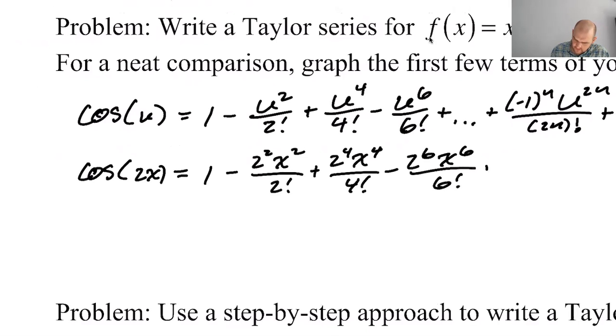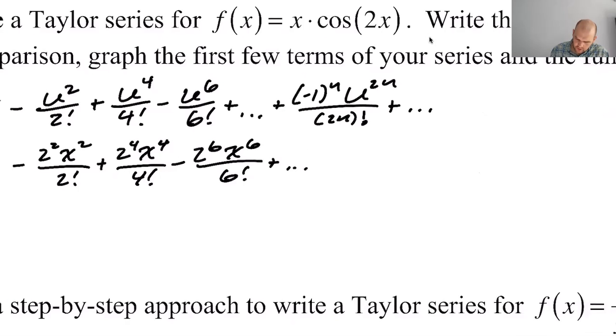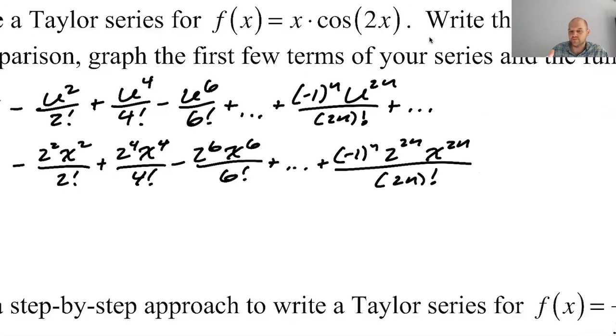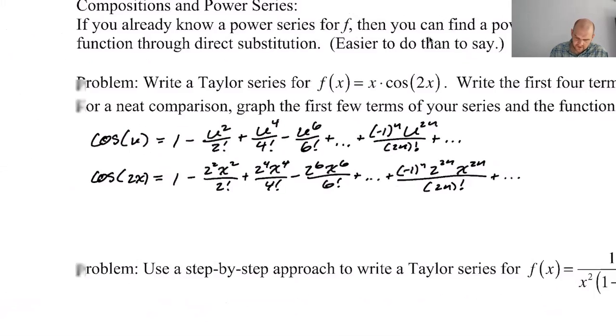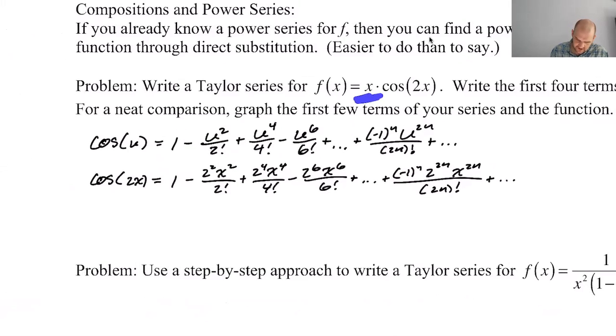6 factorial plus dot dot dot plus -1 to the n, 2 to the 2n, x to the 2n. Remember, we want to pull everything apart so each potential base has its own exponent, plus dot dot dot. All right, now we're going to take this and multiply by x.